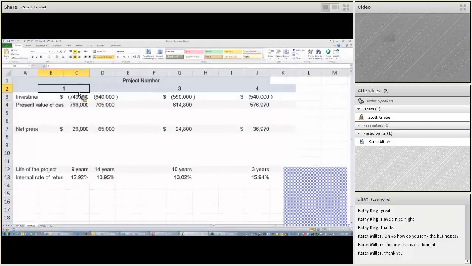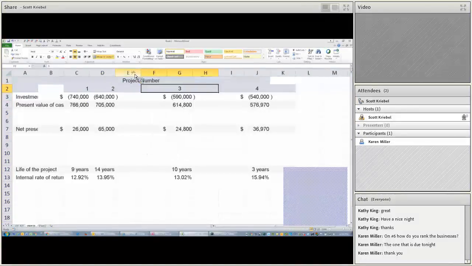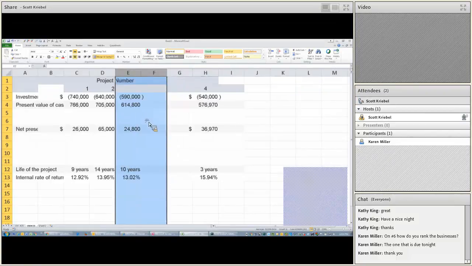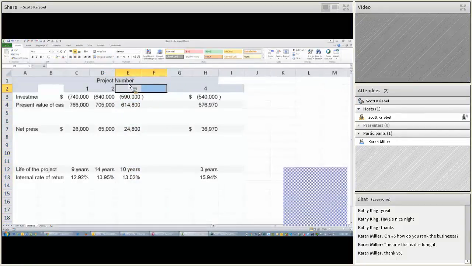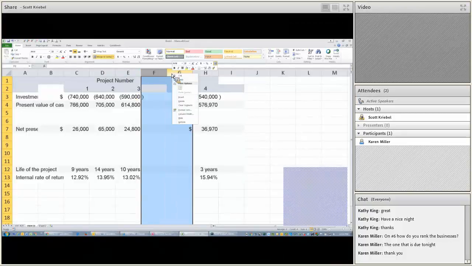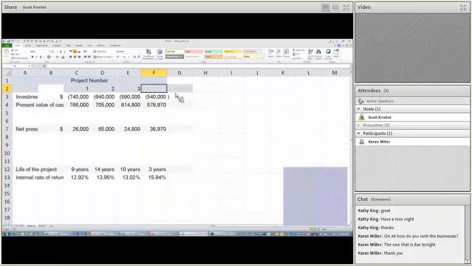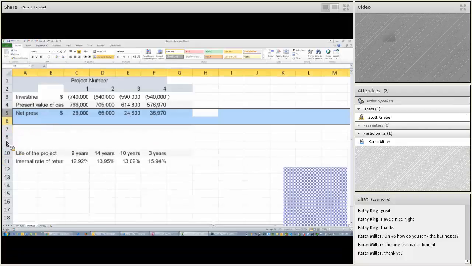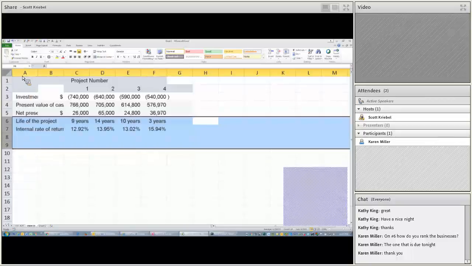Let's see, sometimes copying doesn't always lend itself perfectly. Project 2. Let's go and erase these columns because we've got some extra columns we don't need, just so we can see this better. That's project 3. And we're going to erase this. And that's project 4. Okay. We have everything. We've got internal rate of return. We've got the life of the projects, the net present value, the present value cash flows, and that's okay. So we've got all the information for this problem.